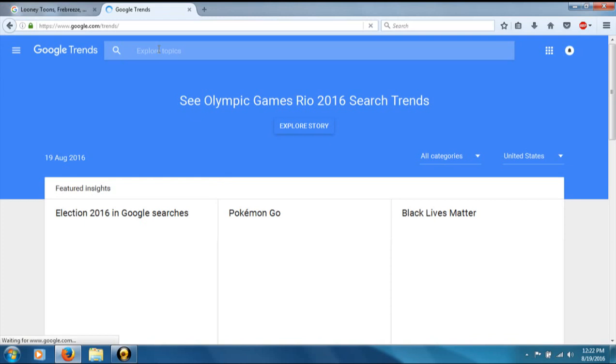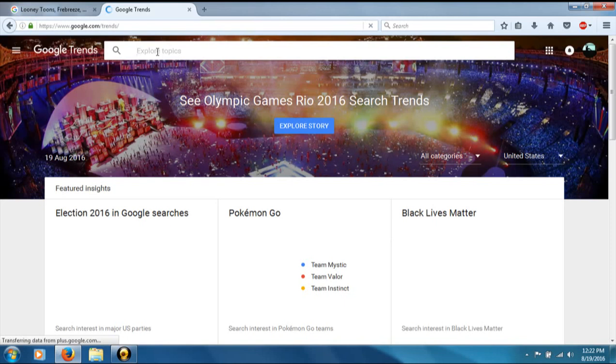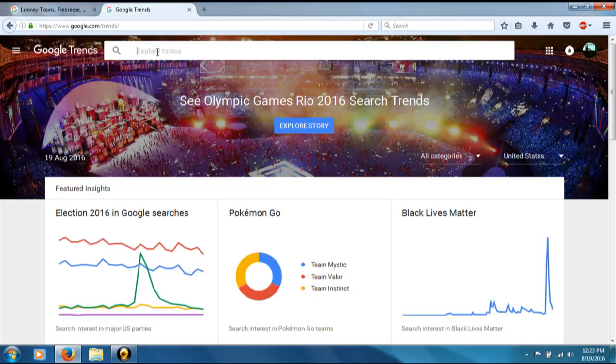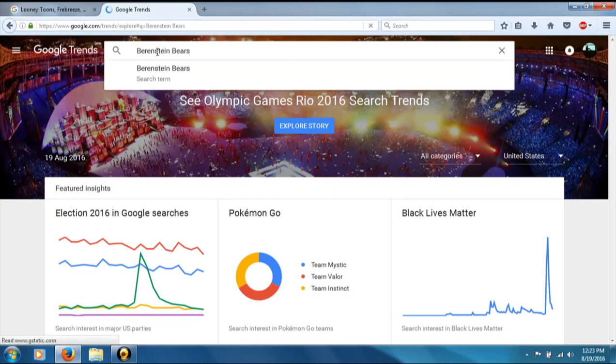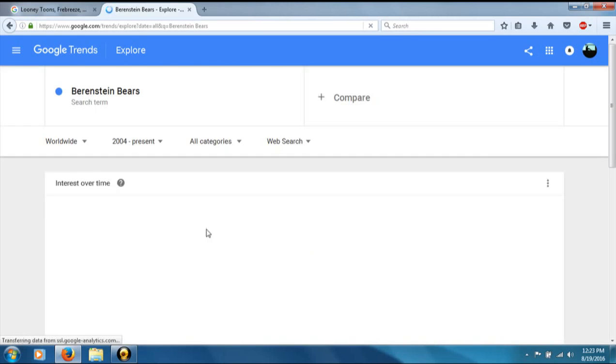So, the first thing obviously that I thought of was the Berenstain Bears. Now, when you do this, you need to type in the way that we remember spelling it. You could do a comparison between how we remember spelling it and how it is currently spelled. But for now, I'm just going to do this type of comparison that I have in mind. This goes from 2004 until the present time. It'll show you a graph based on the amount of web searches. That's what I have it on right here.